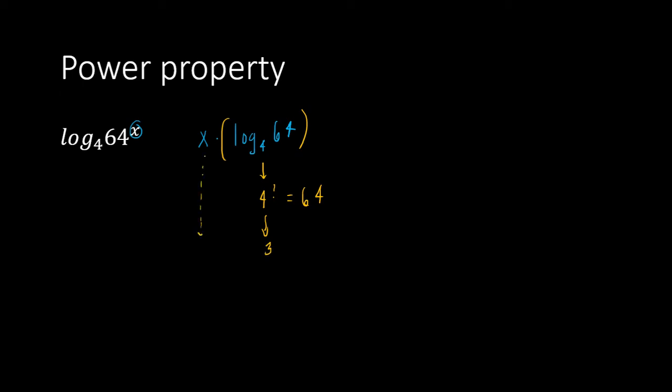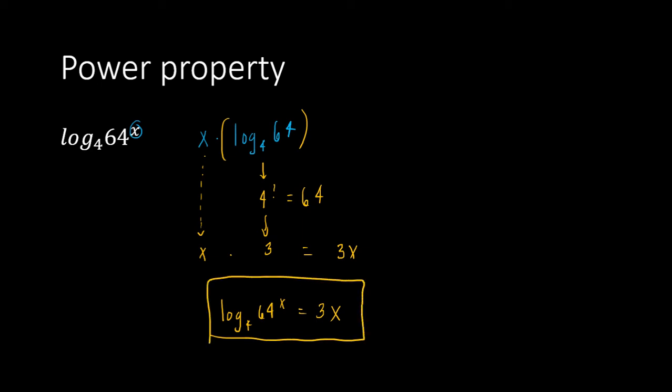I bring down the x. I have x times 3, so my answer is simply 3x. So log base 4 of 64 to the x equals 3x. Again, had this variable been located elsewhere, you still could have done this problem. You would have done it the same way, just treating x as you would any other number. Don't let the variables frighten you off.